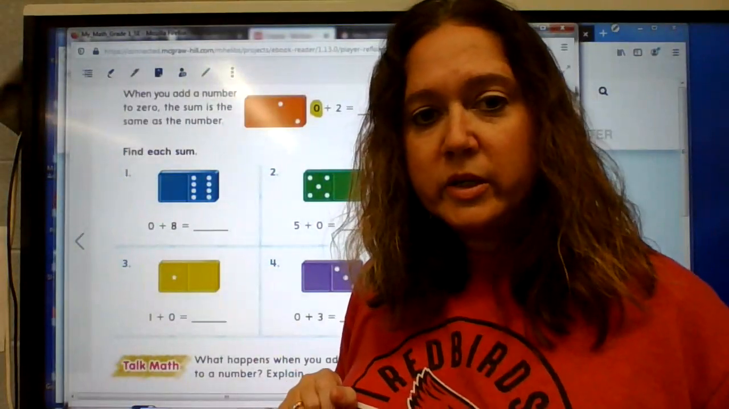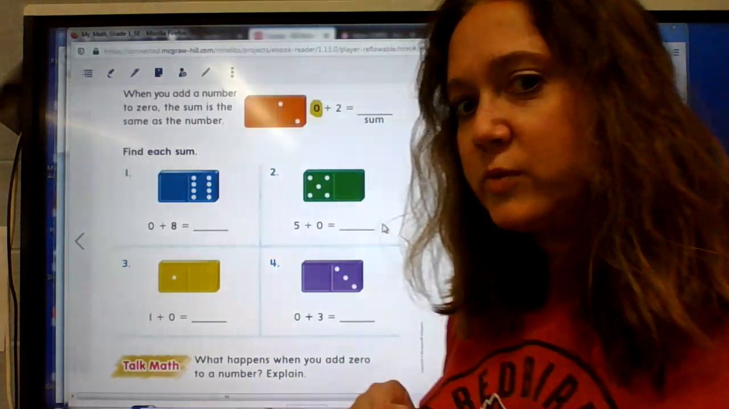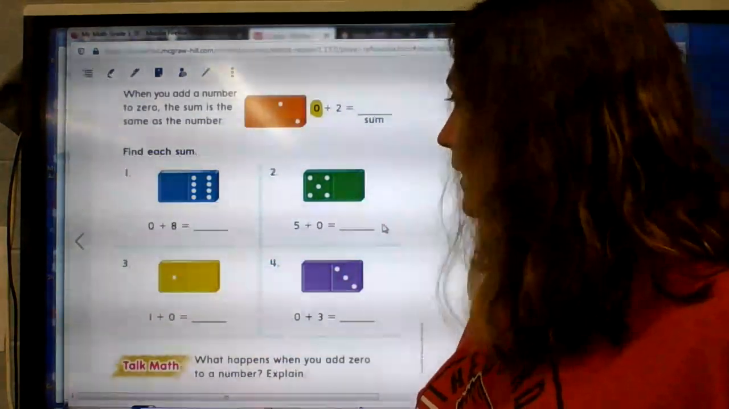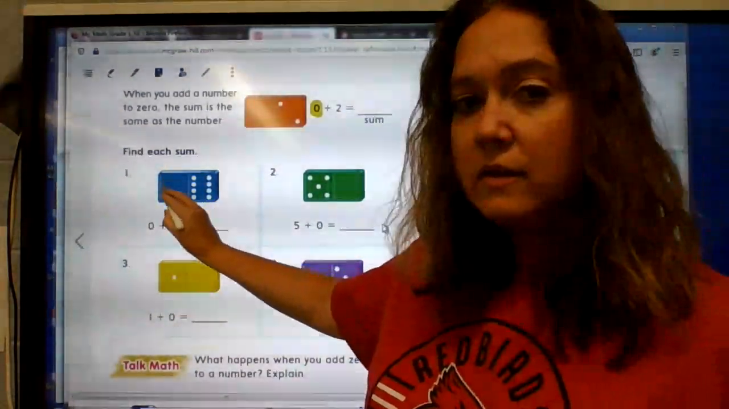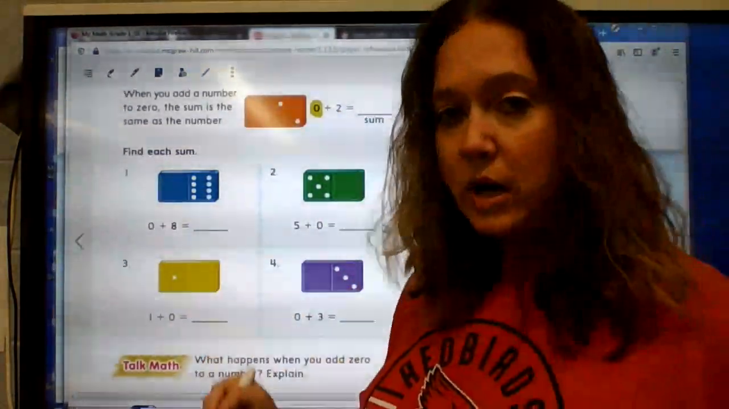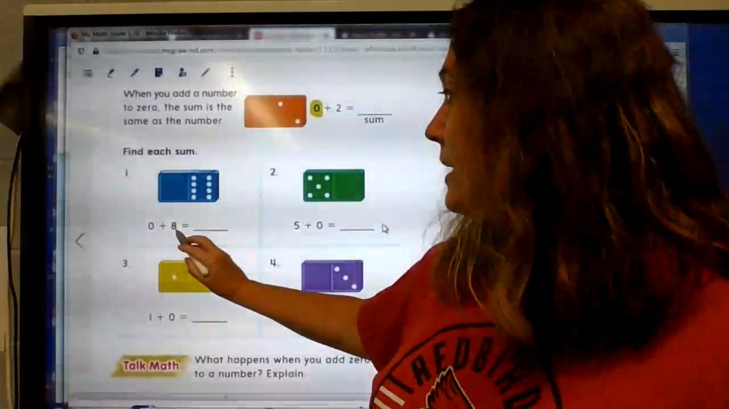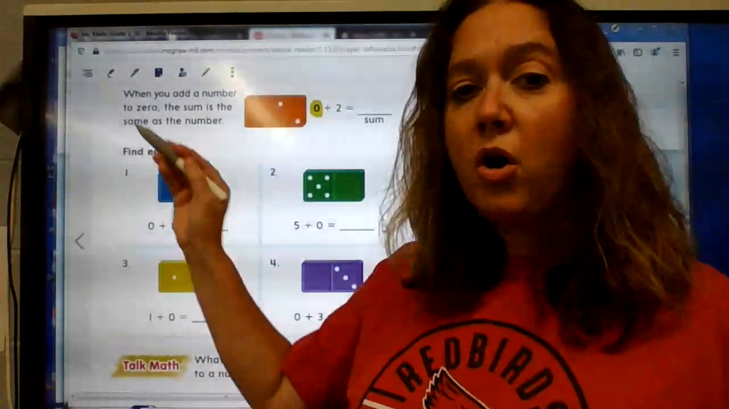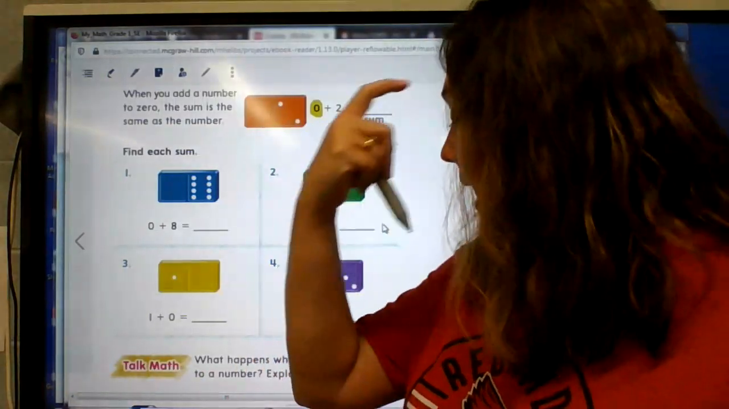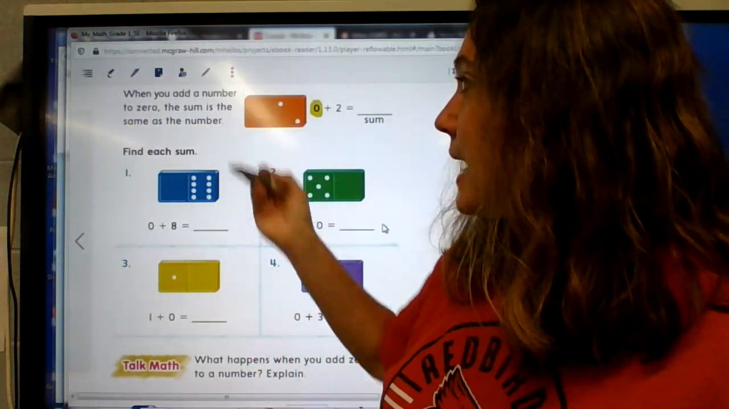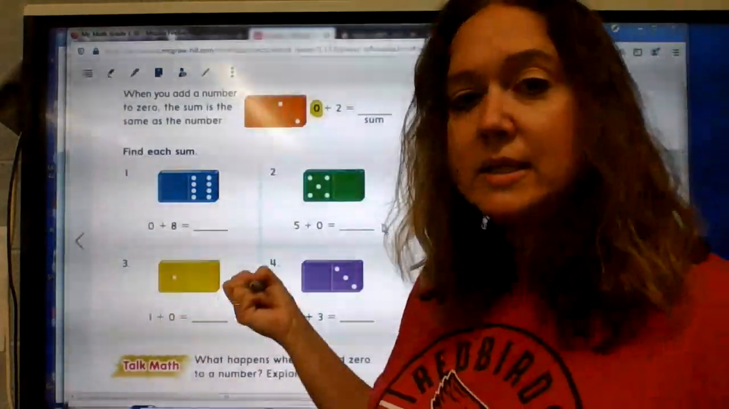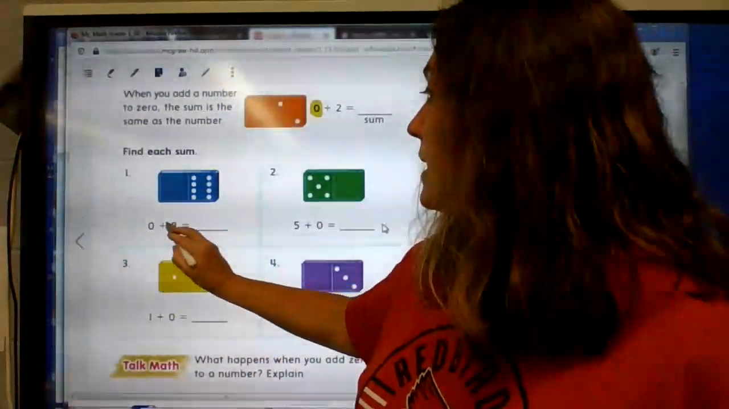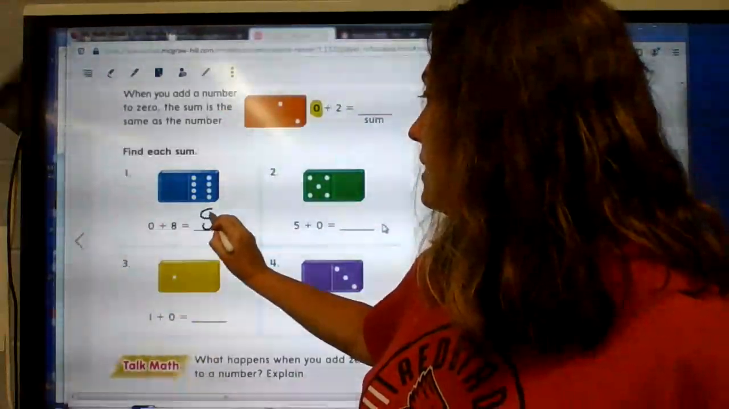Number 1, we're going to do this one. I'm going to do this one on the video. 0 plus 8. There's nothing in the first part. That's why they have 0. Plus 8. 8 dots in the second part. We're thinking about what's all together. And just like they said, the sum is the same as the number, meaning the other number. 0 plus 8 equals 8.